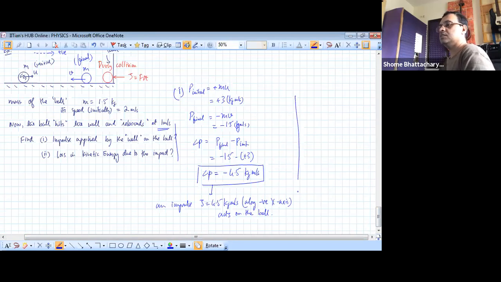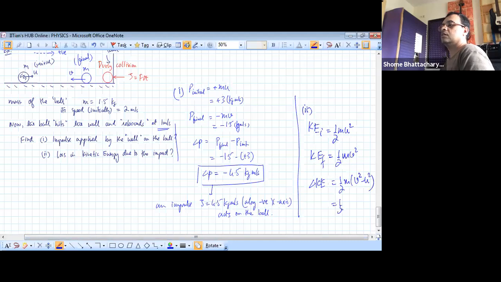And the second part is simple. Kinetic energy is a scalar quantity. So initial kinetic energy is half mu square. Final kinetic energy is half mv square. So the change in kinetic energy is half m times v square minus u square.